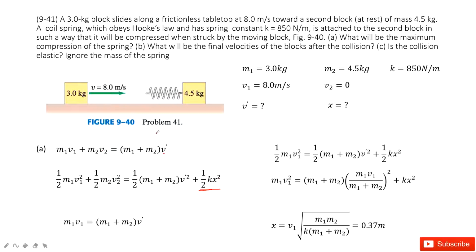At the first time, V2 is 0, so we get the equation this way and simplify it this way, and then we input V plus into this equation, and then we can get x1, right? Super easy. Now the second one asks what will be the final velocity of the blocks after this collision.